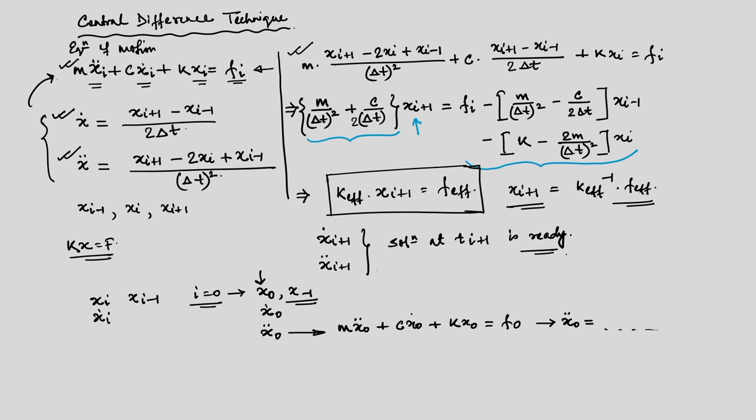Now, the question is how to find out this quantity. Because without that information, we cannot start the iteration, because the moment we start from t equal to 0, we first need to evaluate this expression, and then once we have that information, we can easily continue the iteration. Now, how to do that? For that, the expression is again simple. If you look at x dot at time t equal to 0, what is the expression? We have x_1 minus x of minus 1 divided by 2 delta t.